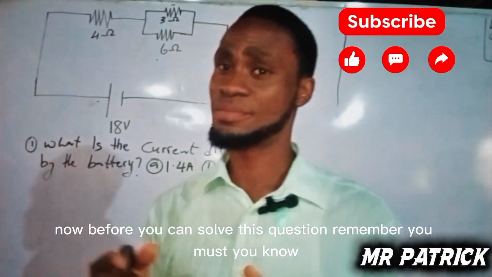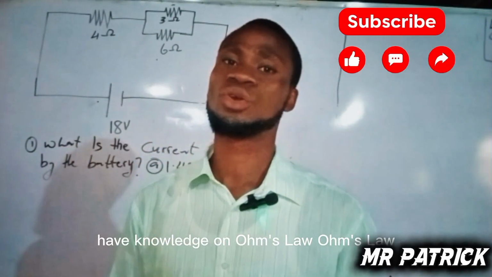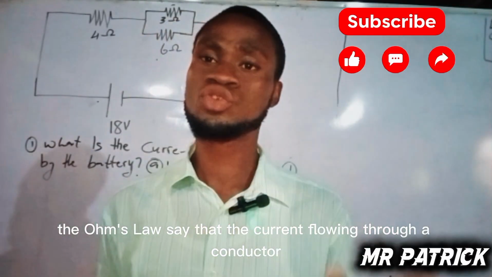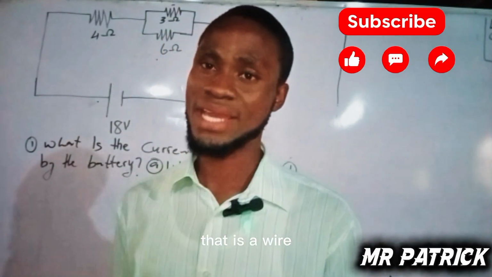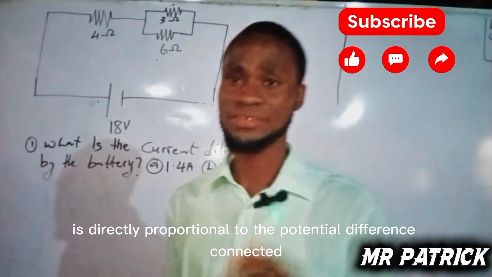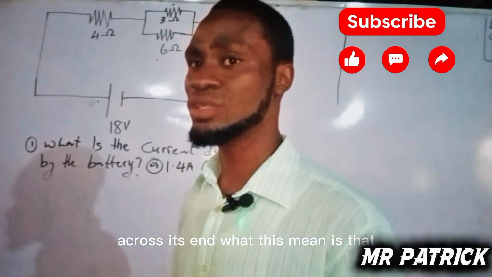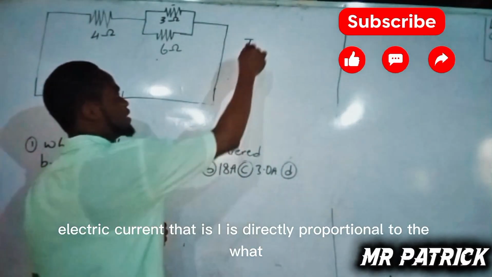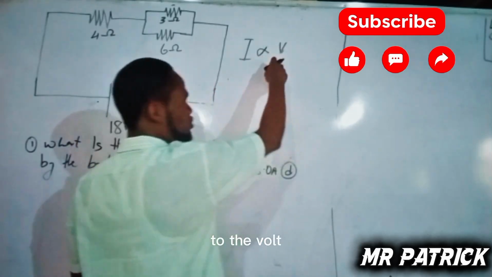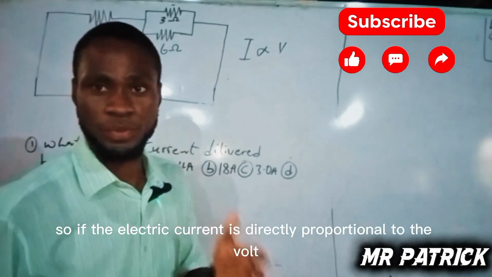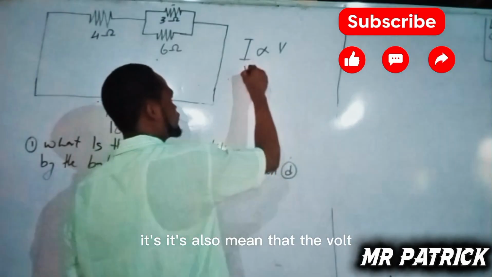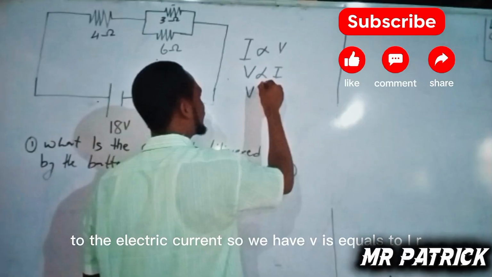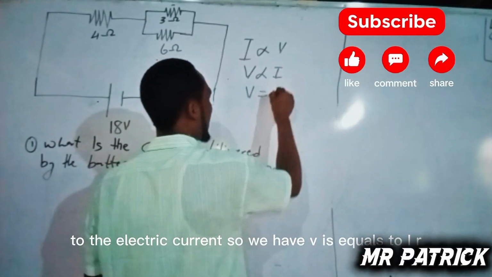Now, before you can solve this question, remember you must have knowledge of Ohm's law. Ohm's law states that the current flowing through a conductor, that is a wire, is directly proportional to the potential difference connected across its ends. What this means is that electric current, that is I, is directly proportional to the volt. So if the electric current is directly proportional to the volt, it also means that the volt is directly proportional to the electric current. So we have V is equal to IR.